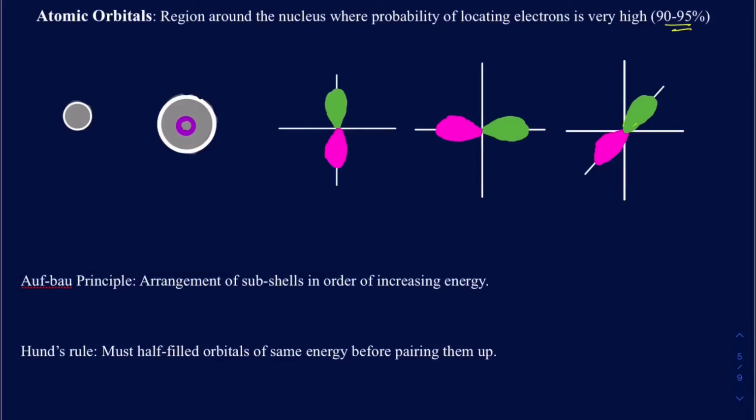So the very first orbital you have seen is the 1s orbital. Remember, your s orbitals are spherical in shape, so these are going to be your s orbitals.